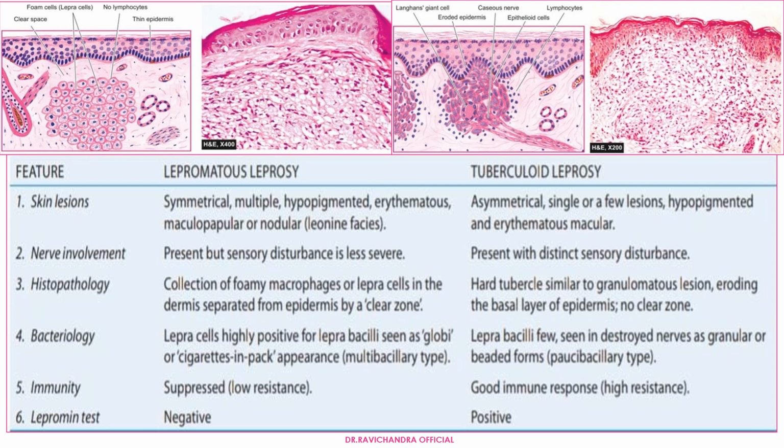Coming to tuberculoid leprosy, D stands for distinct sensory disturbance. Hard tubercle is present. There is no clear zone in tuberculoid leprosy. Tuberculoid leprosy is paucibacillary type and it is positive for lepromin test.